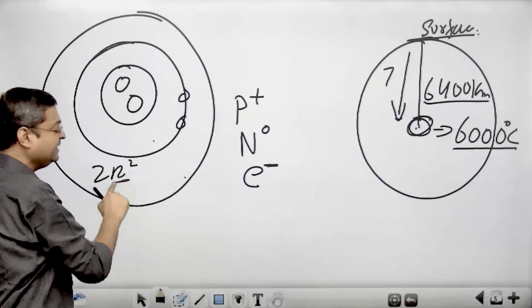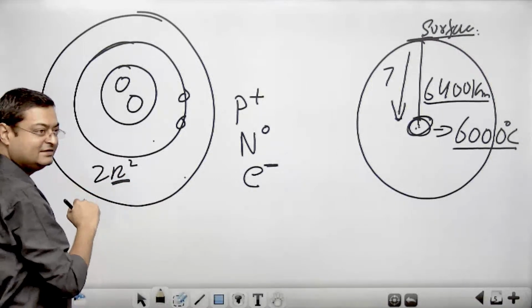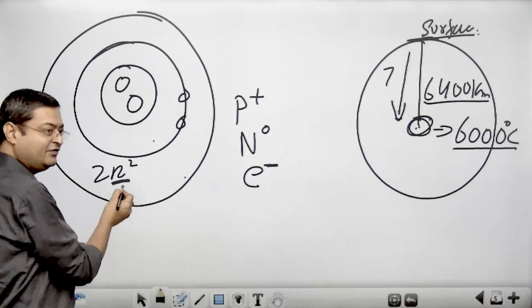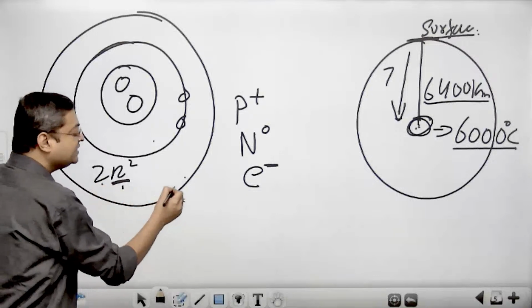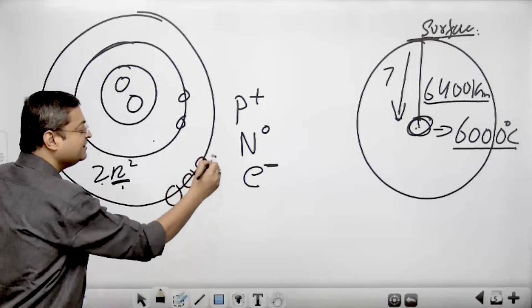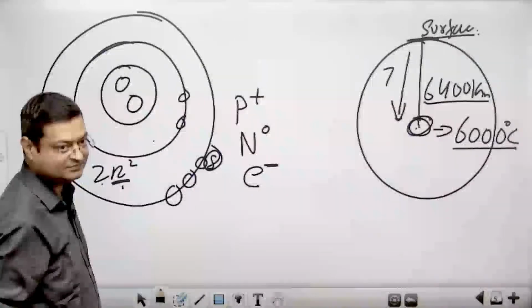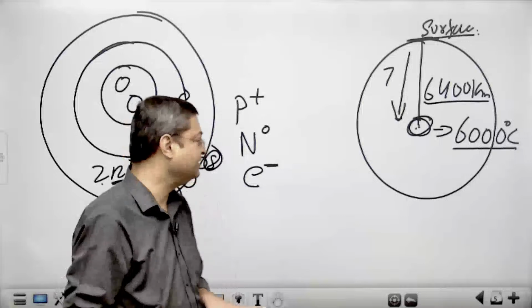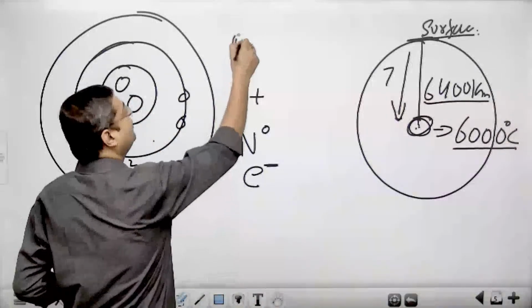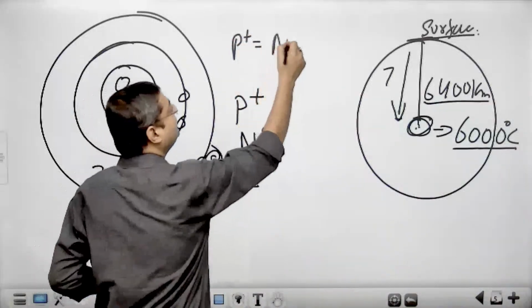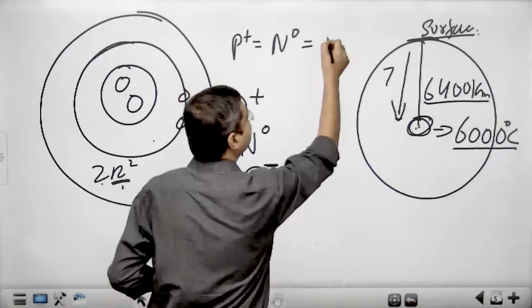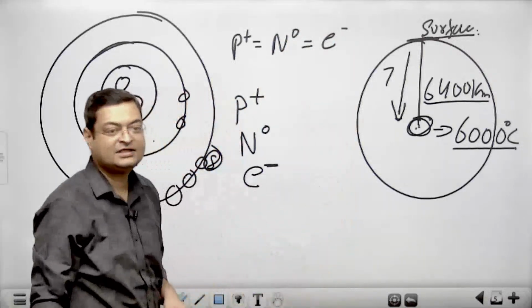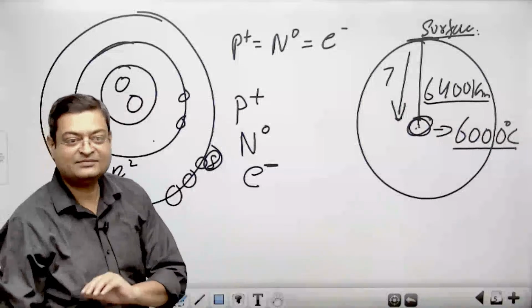If it is the second, then 2 square is 4, 4 into 2, 8. So the second shell will be filled with 8 electrons and so on. For an atom to be very stable, the number of protons is equal to the number of neutrons, and it is equal to the number of electrons also. That is the basic structure. ठीक है?